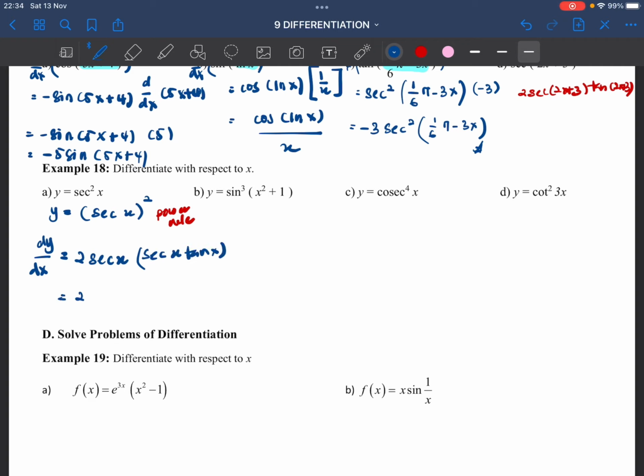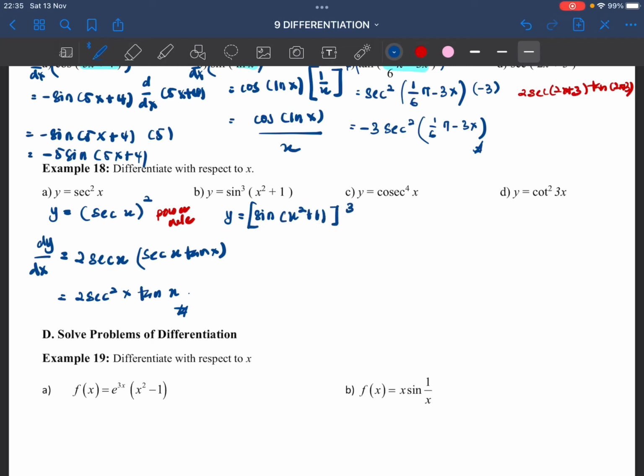Here for question B, y equals sin cube x square plus 1, which is the same thing kat sini, y equals sin of x square plus 1, all cubed. So here we can also apply power rule. So we have dy over dx. Power rule ada 3 step. Power pindah depan, so we have 3. The second step, salin balik, the whole thing kita salin balik, sin x square plus 1. Salin je balik.